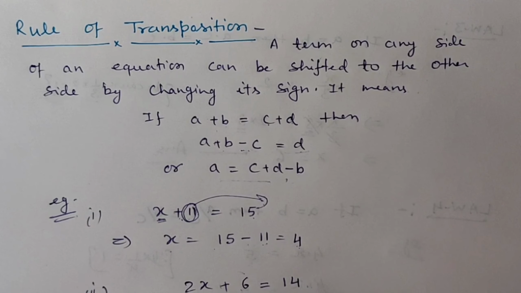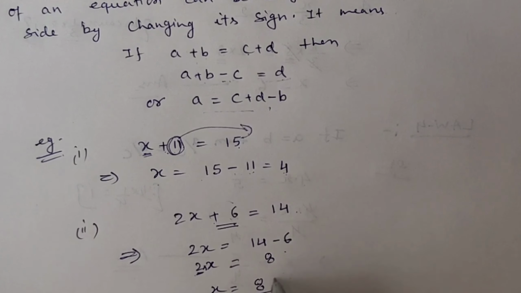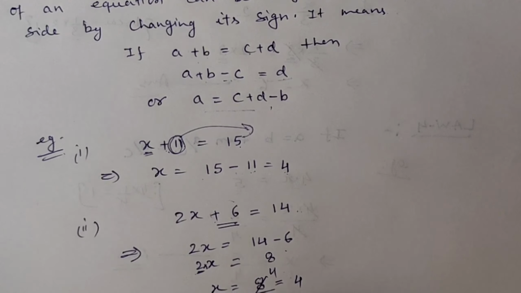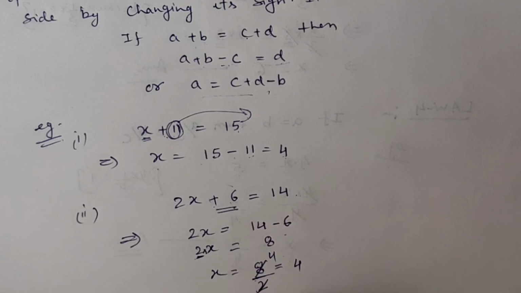Now it is multiplication. When you transpose it to this side, on the other side it will come in division. Sign will change. Plus is changed into minus, multiplication will change into division, division will change into multiplication, and minus will change into plus. So 2 is in multiplication, so this will come in division here. x = 8 by 2. 2 fours are 8, so x = 4. This is your answer.